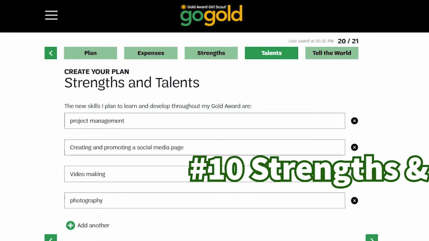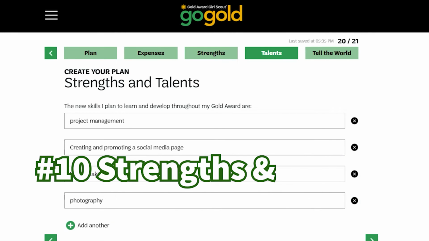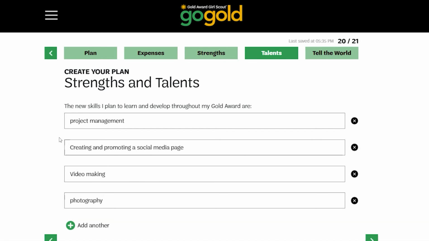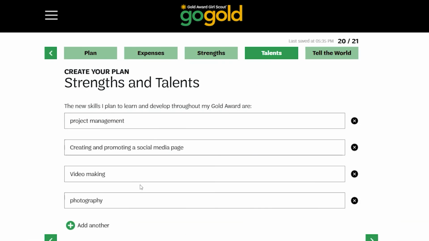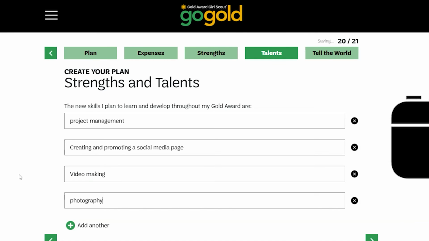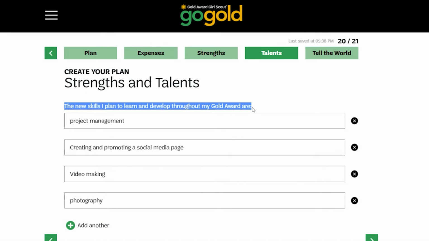And then finally, number 10 is where you're gonna list all of your strengths and talents. What helped me to fill these out was that I thought about what skills that I'd previously used on school projects. Like for instance, I knew that I could make videos and I knew how to take pictures. So those were some talents that I already had before I started this project. But because I get to use them in my project, I am learning and developing them a lot more.